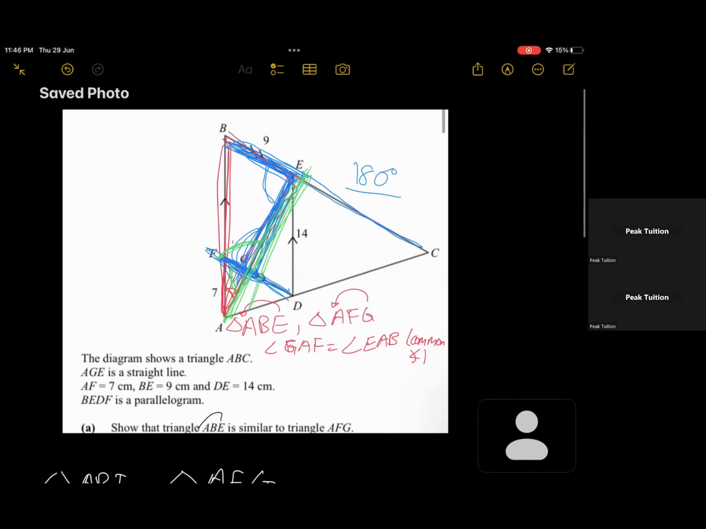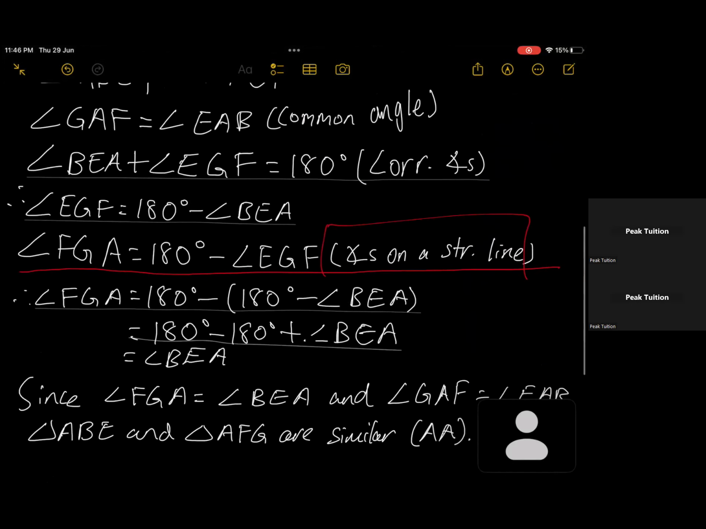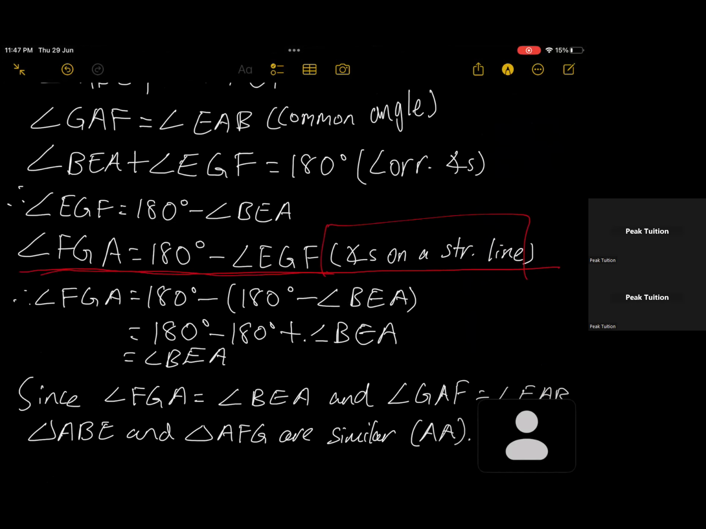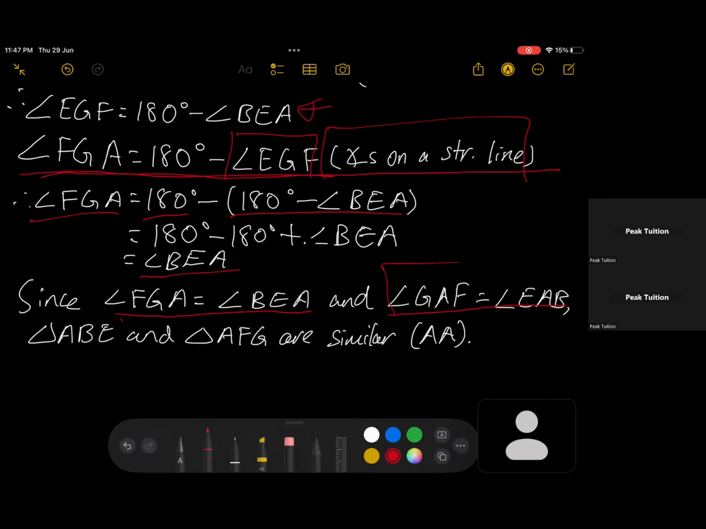The two green angles lie on the same straight line. Therefore, I have angle FGA equals 180 degrees minus angle EGF. And since I know that EGF has this equation over here, I sub it in. So 180 degrees minus 180 degrees minus BEA, which I simplify to become FGA equals BEA. Since angle FGA equals angle BEA, and angle GAF equals angle EAB, which was found earlier when we found that they were a common angle, then ABE and AFG are similar triangles because they have two same angles.